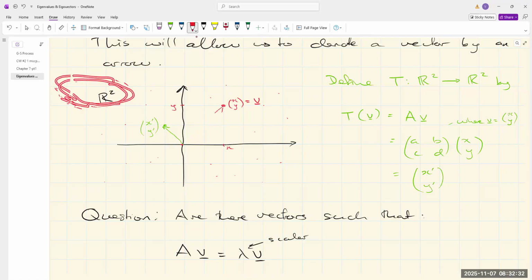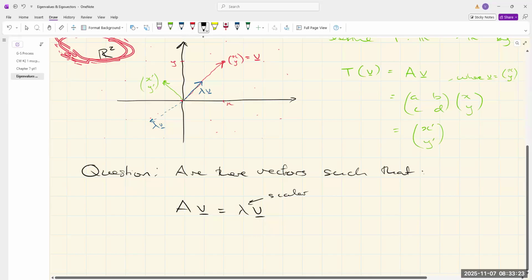Let's just stick with this one. So are there vectors that lie on the same line? So this would be lambda times the vector v. So are there vectors such that when you do this matrix multiplication, they get remapped along the same vector, but they are just either bigger or smaller, or maybe they point the opposite direction. That could happen. That's if lambda is negative, right? So we're looking for vectors that the matrix multiplication doesn't move, it just scales that vector. Okay.